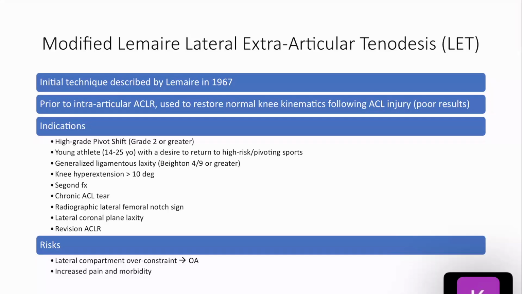and more oftentimes being used in a revision ACL reconstruction. And there's no consensus within the field for indications for LET augmentation for ACL reconstruction at this time. So it's important to really have a clear understanding of the indications. And a lot of controversy exists regarding the clinical effects of LET procedures because of the potential concern of increased pain, morbidity from the procedure, as well as lateral compartment overconstraint, potentially leading to OA within the lateral compartment.